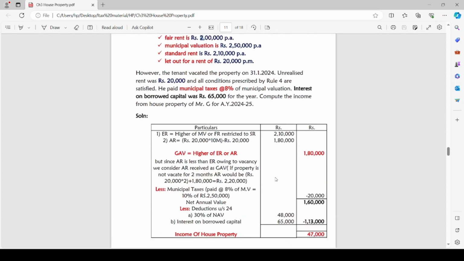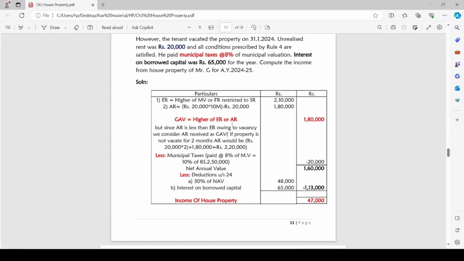Next point, the actual rent. The tenant has stayed in the property for 10 months only. Rent per month is rupees 20,000. So 20,000 rupees into 10 months minus 20,000 being the unrealized rent. We are deducting the unrealized rent portion also, that is rupees 20,000, because the conditions prescribed by Rule 4 are satisfied. So the actual rent stands at rupees 1,80,000.